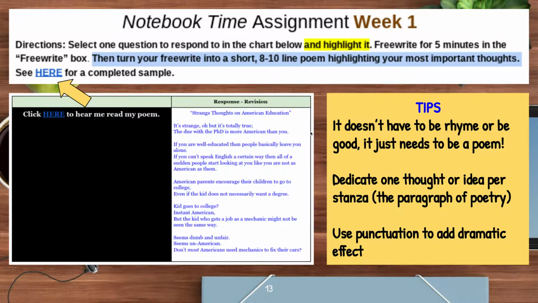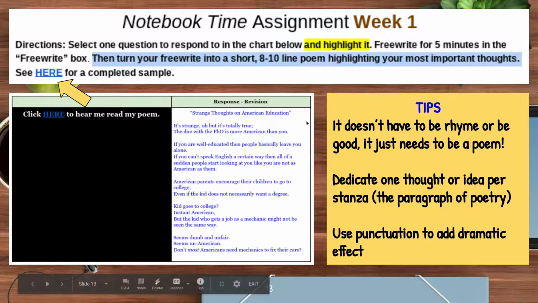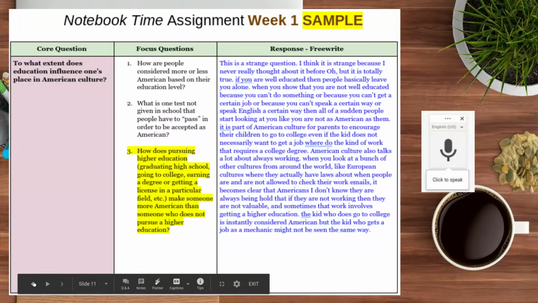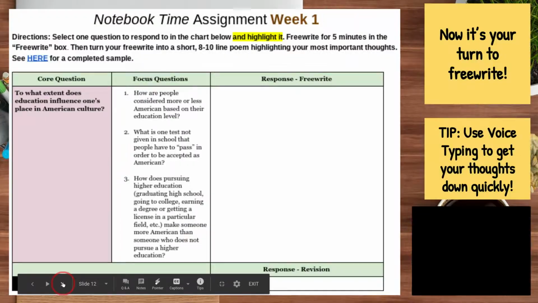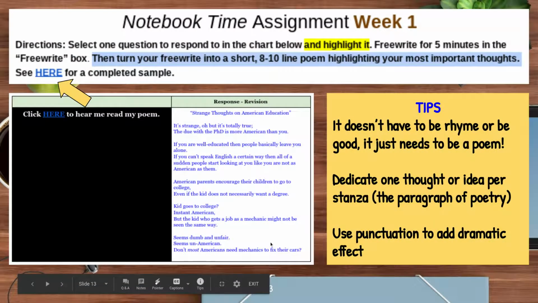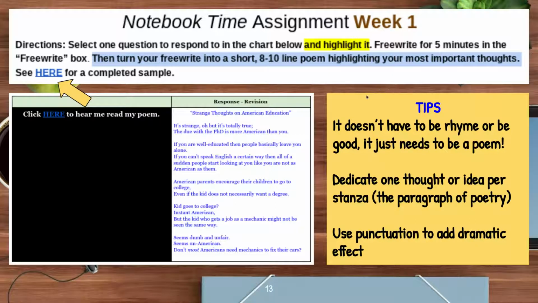Okay. And so for me, this was my poem. All I did, going back to my sample, was take what I thought were my most important ideas here, which were kind of random. And I just tried to put them in some sort of an order, and I made them look like a poem. As far as writing this poem is concerned, it doesn't have to rhyme and it doesn't have to be good. It just has to be a poem.